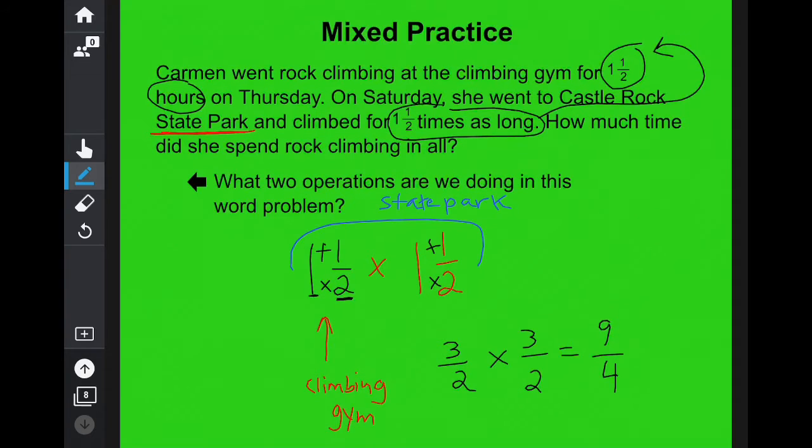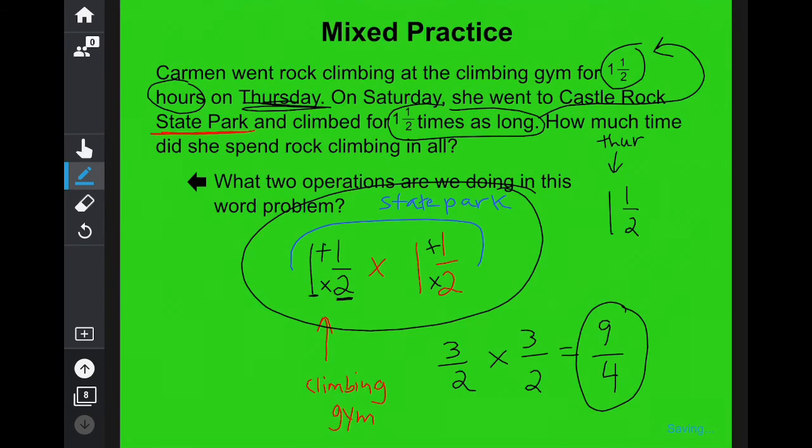Then it asks, how much time did she spend rock climbing in all? Well, when it asks for a total in all, that means addition. So we're going to add. So we started with 1.5 hours on Thursday at the climbing gym. So this is for Thursday, 1.5. And then we found out here that at the state park, she spent 9/4 hours. So we're going to add 9/4.